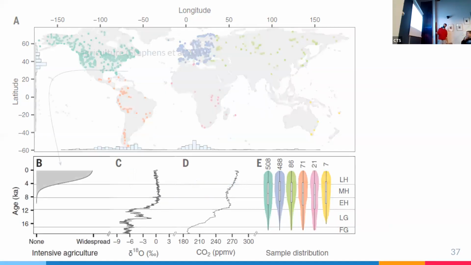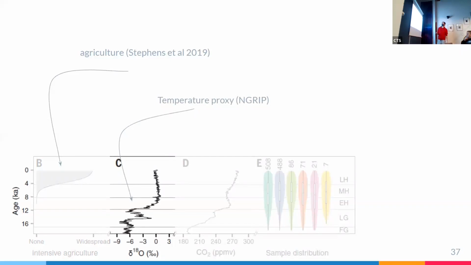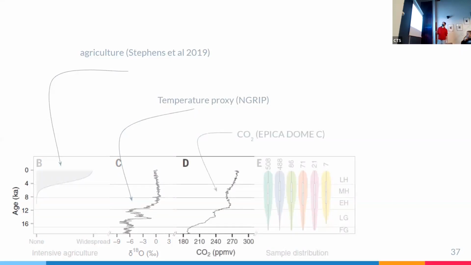And to put it in perspective, there is this Stephens et al. 2019 estimation, which says that around 4,000 years ago, intensive agriculture became relatively widespread. This was a famous study, which I think is really important for putting this into context. We also have the temperature for the last 18,000 years, the CO2, etc.